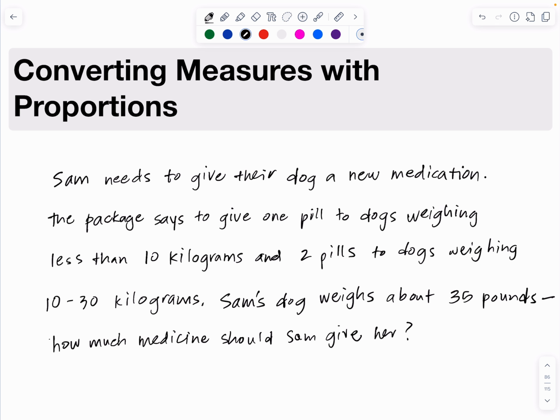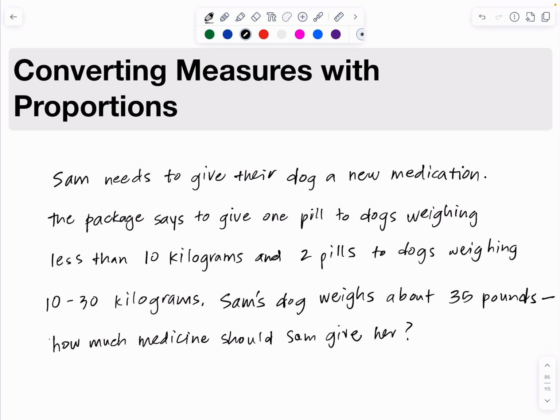In this situation, we learned from the problem that Sam needs to give their dog a new medication. The package says to give one pill to dogs weighing less than 10 kilograms and two pills to dogs weighing 10 to 30 kilograms. Sam's dog weighs about 35 pounds. How much medicine should Sam give her? So, not an uncommon situation.